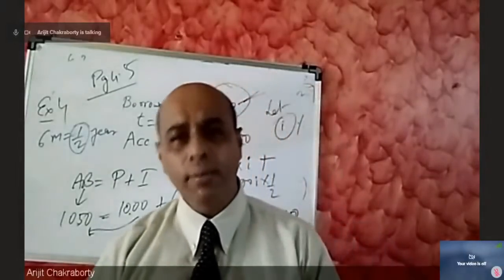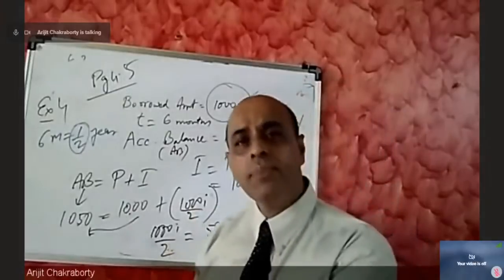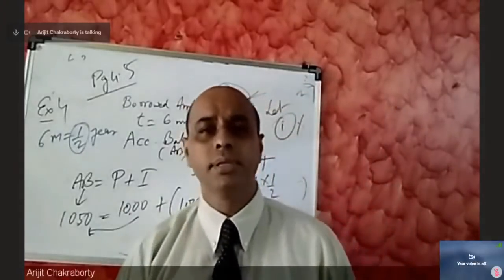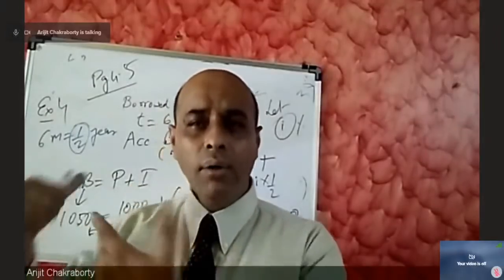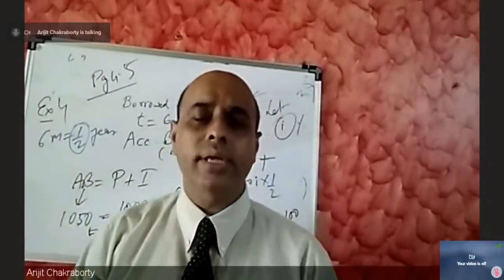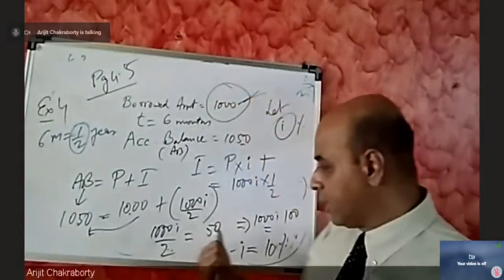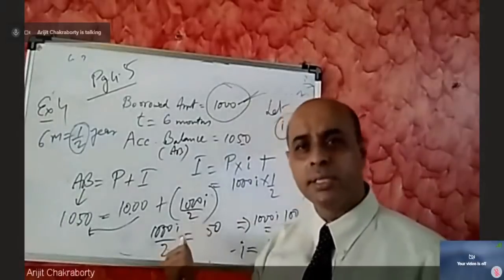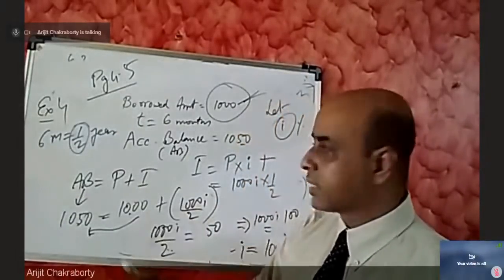So we are doing a number of examples to build up our concept. I think this is clear to you. In the first 2-3 examples, we worked on calculation of interest. Now in this example, we have worked on the calculation of the interest rate, and the interest rate you saw was 10%. Right. Now let us go into another example.